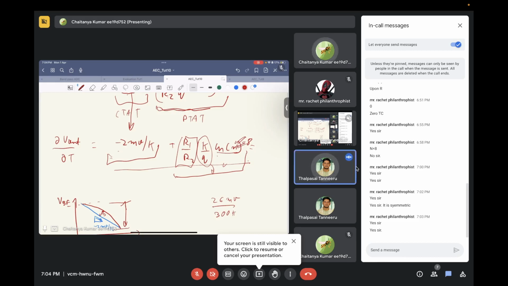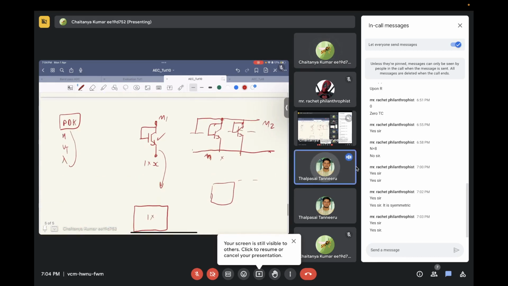Sir, every time we need to substitute n equal to 8 only? Yes. In this particular example, you need to substitute your value of n to be 8. Will they mention what value n takes? As far as the problems in your exam are concerned, they can mention any value. It can be 8, it can be 16. But when you actually design, you typically keep it as 8. There might be other designs also, but this is a common practice.